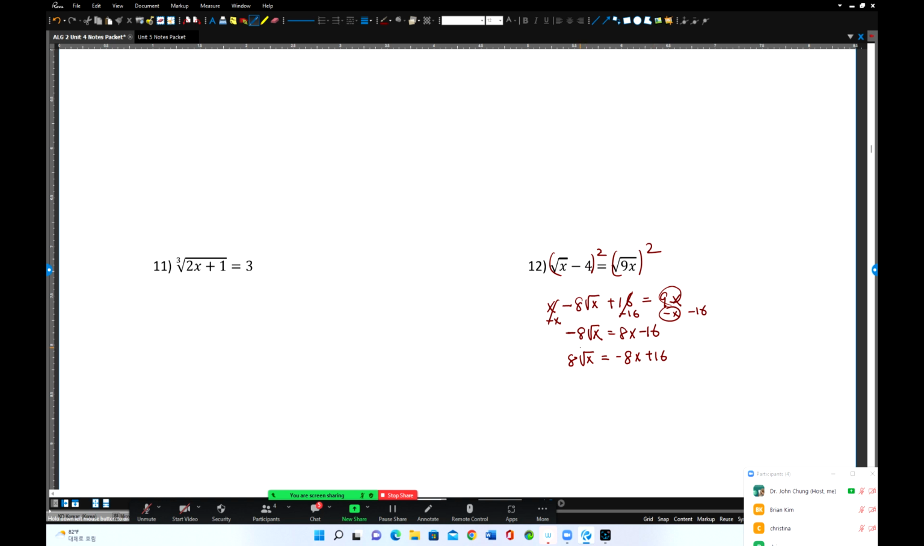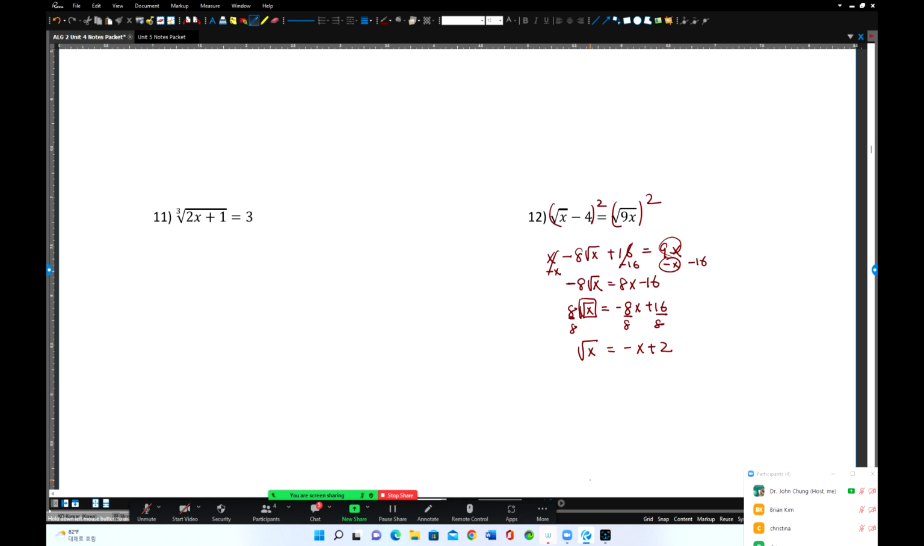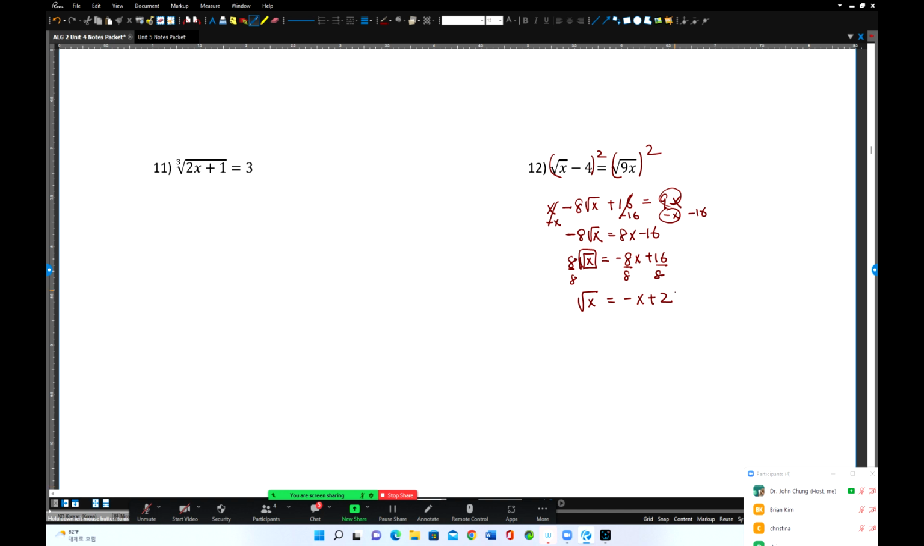Now we have only one radical number, but check it out. They're both a multiple of 8, better to divide by 8, okay? During the work, if it's possible to simplify, you need to simplify. So divided by 8, divided by 8, divided by 8. Now we have only one square root: x equals negative x plus 2, or 2 minus x. It doesn't matter.